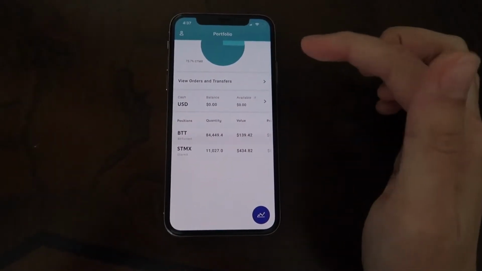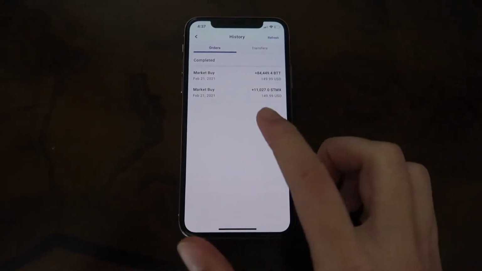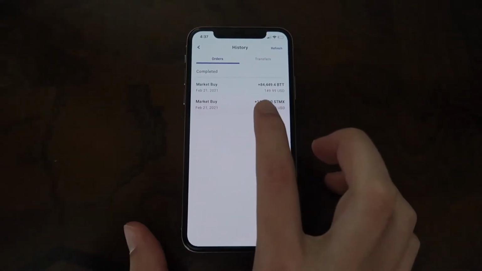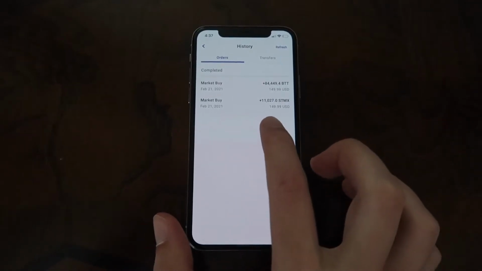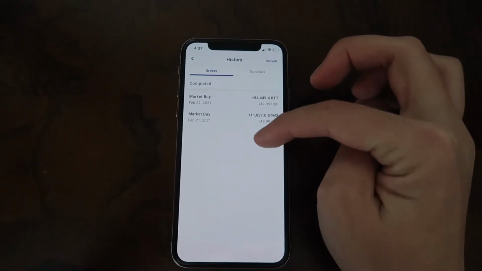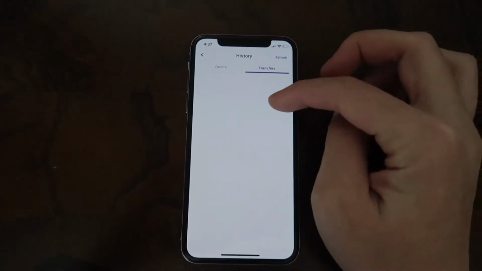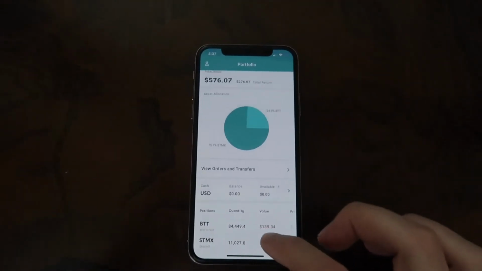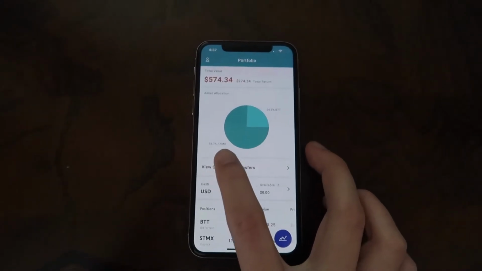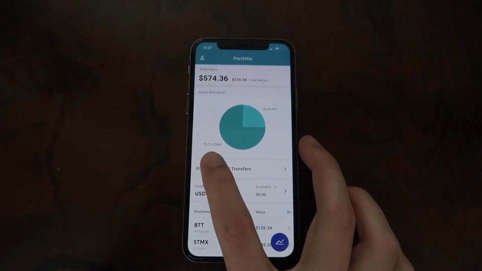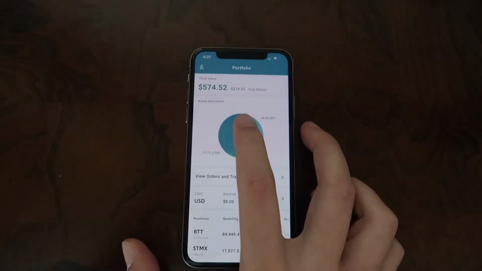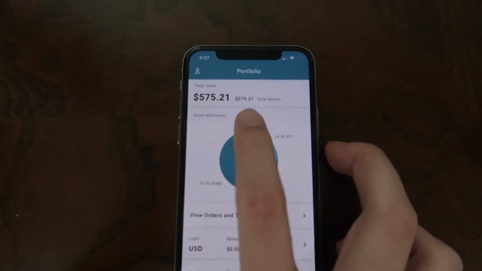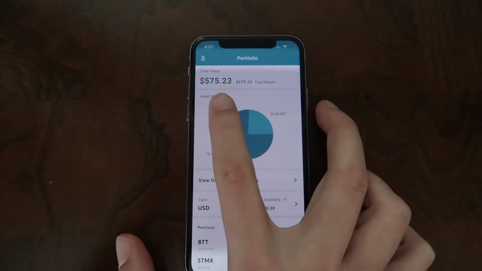this app. As you guys see here, it shows you your orders. You see here a buy order for BitTorrent and a buy order for Storm. And if I sell, it would show here as well. Transfers just shows you the deposit right here, the $300 deposit. And let's just go ahead and go back. You see my overall portfolio holdings are now up 75% since I actually profited. And you can see the total return right here on the top of your portfolio value.